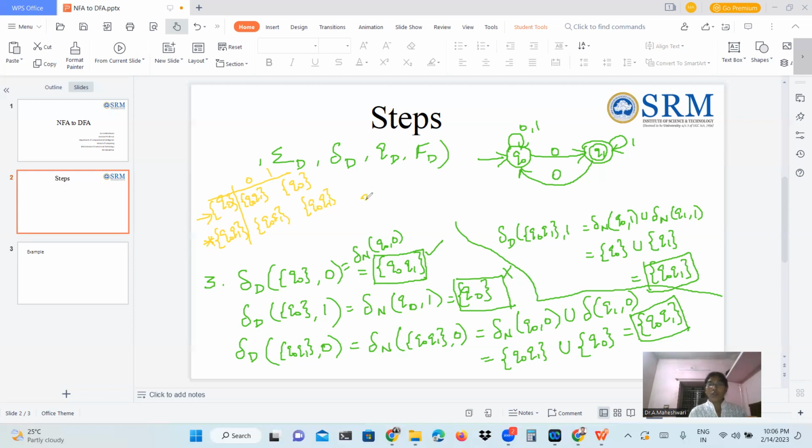Next you have to draw the diagram for this. From Q0, if the input is 0, it goes to another state, Q0, Q1. This is the final state, so mark this one as a double circle. And Q0, comma 1 is a self loop. And Q0, Q1 on 0, comma 1 goes to the same state, a self loop. That's it. So this is the DFA conversion. Thank you all.